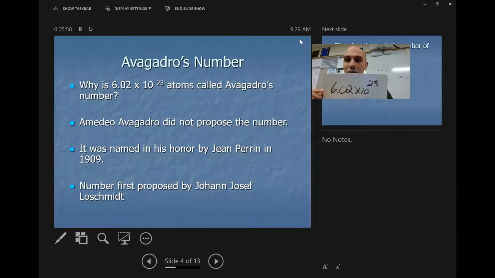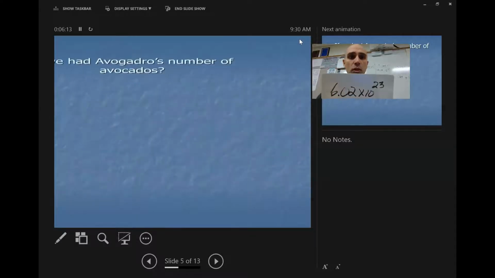But Amadeo Avogadro didn't really come up with it. This is only his number in name. It was named in honor of him. He didn't come up with it. He came up with something different, equally as important, but not this number. Okay, so moving on.